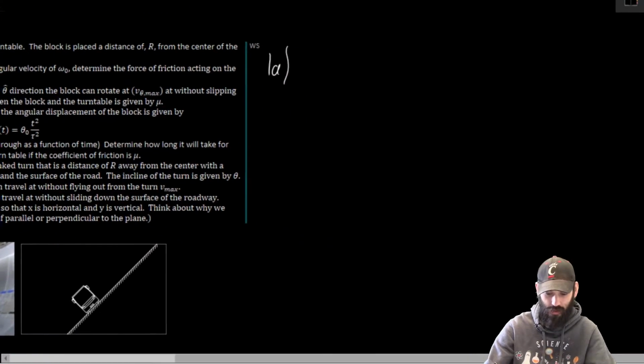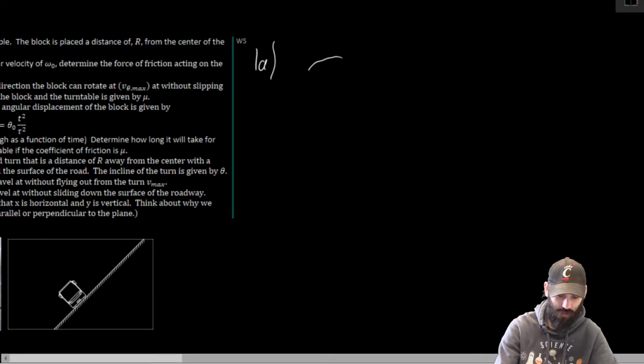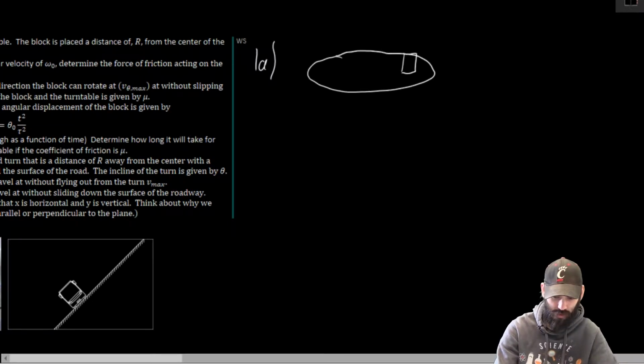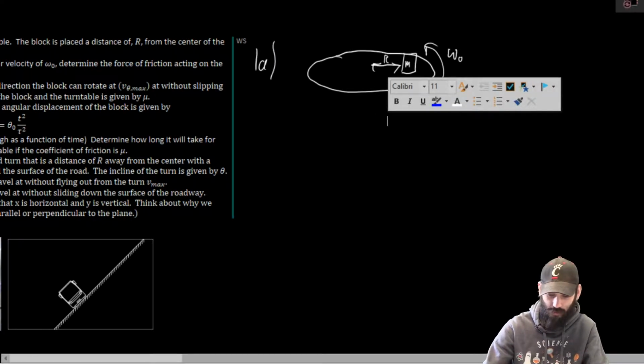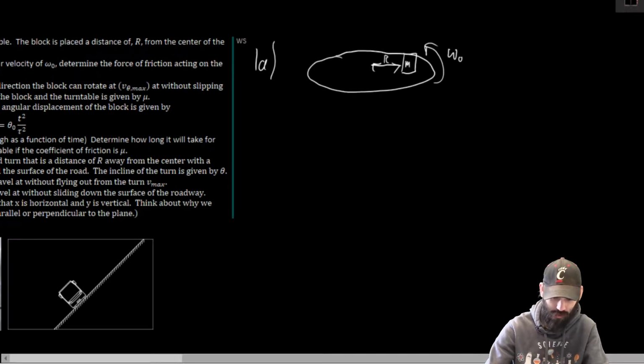Okay. So what we can do to start with here is to draw what this is going to look like. So here's our turntable, and then here's our block that is some distance of r from the center. This has some mass of m. And this turntable is going to rotate with some angular velocity omega 0. And so with all of these problems, a really good place to start is with a free body diagram. So our free body diagram here is going to look like this.